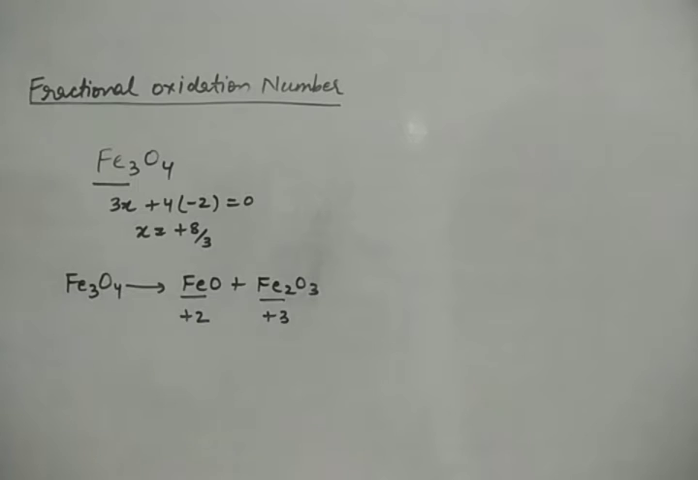One more example is Pb3O4. Now in Pb3O4 also the oxidation state of lead is plus 8 by 3. Again the same thing, lead exists in two oxidation states there, plus 2 and plus 4. Okay, so this is the concept of fractional oxidation number.